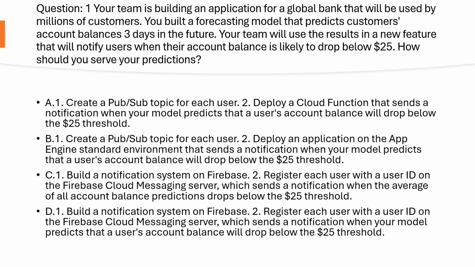C. 1. Build a notification system on Firebase. 2. Register each user with a user ID on the Firebase Cloud Messaging server, which sends a notification when the average of all account balance predictions drops below the $25 threshold. D. 1. Build a notification system on Firebase. 2. Register each user with a user ID on the Firebase Cloud Messaging server, which sends a notification when your model predicts that a user's account balance will drop below the $25 threshold.